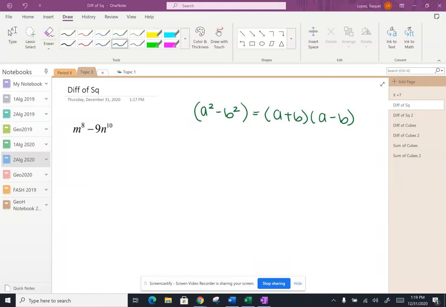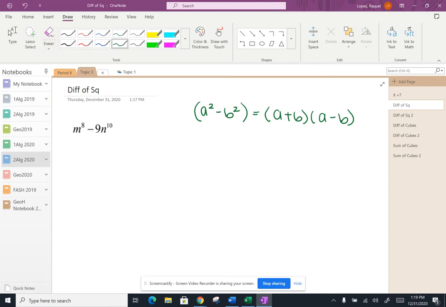Hi, Algebra 2. In this video, we'll be going over how to factor the problem that you see on the screen here. I've gone ahead and written out the identity for difference of squares over here, just so that I have that to reference. So I've got m to the 8th minus 9n to the 10th.